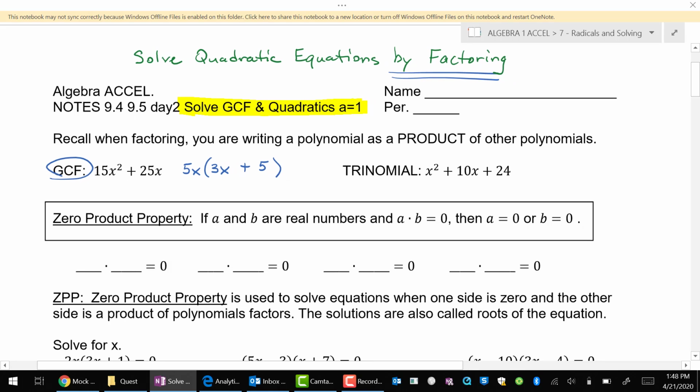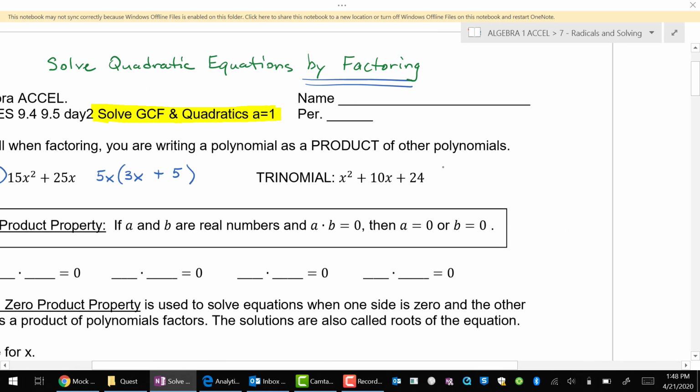Trinomial factoring is when we're going to build this sort of two parentheses skeleton, and there's only one way to get x squared, so I'm going to put an x and an x in the front of my factorization. And then I'm looking for two numbers that multiply to the 24 in the back, but the two numbers must also add to the middle term. I want them to add up to this 10x.